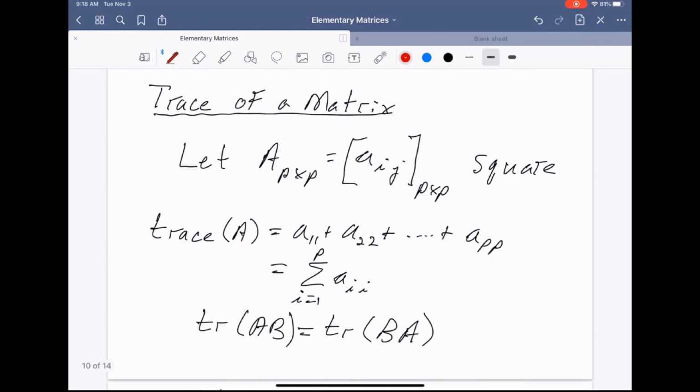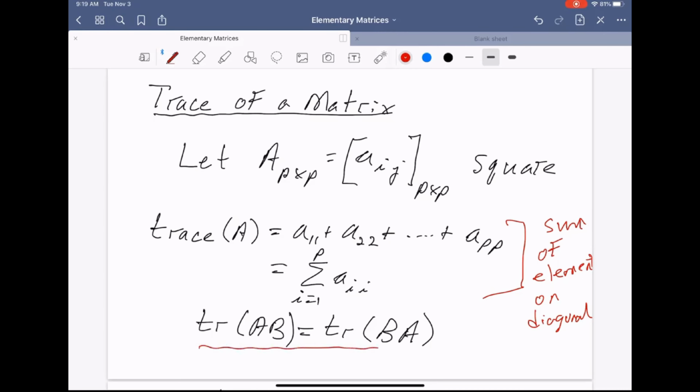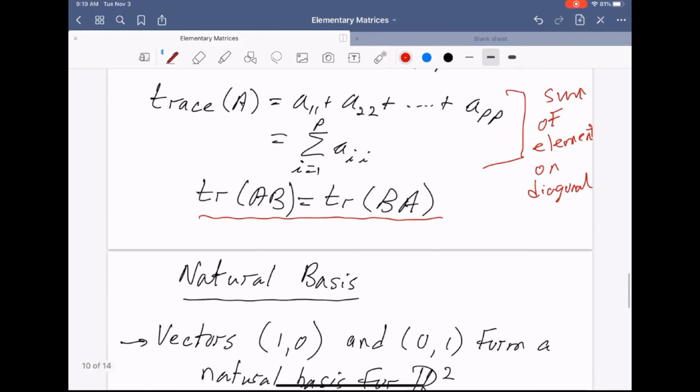We can also find the trace of a matrix. So we let A be a square matrix, of dimension p by p. And the trace is simply the sum of the elements down the diagonal. All right, and that's shown right here. So these are the sum of elements on the diagonal. And we also have this property that trace of AB is equal to the trace of BA.